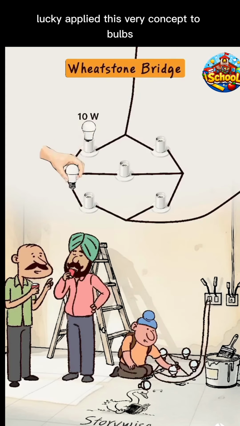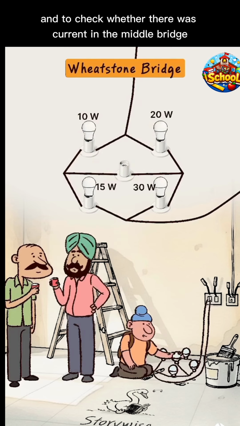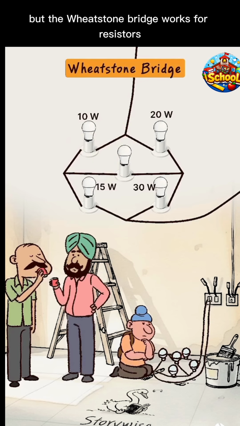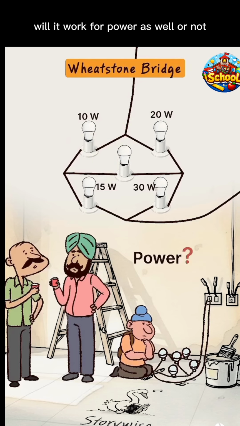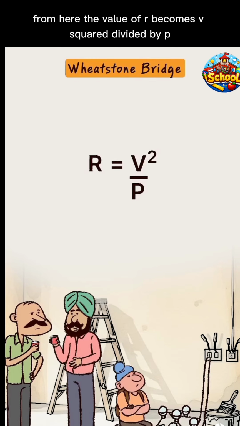Lucky applied this very concept to bulbs and arranged 4 bulbs whose power ratios were equal in such a way. And to check whether there was current in the middle bridge, he placed a 5th bulb there. But the Wheatstone bridge works for resistors. Will it work for power as well or not? It will work because power is V squared divided by R. From here, the value of R becomes V squared divided by P.